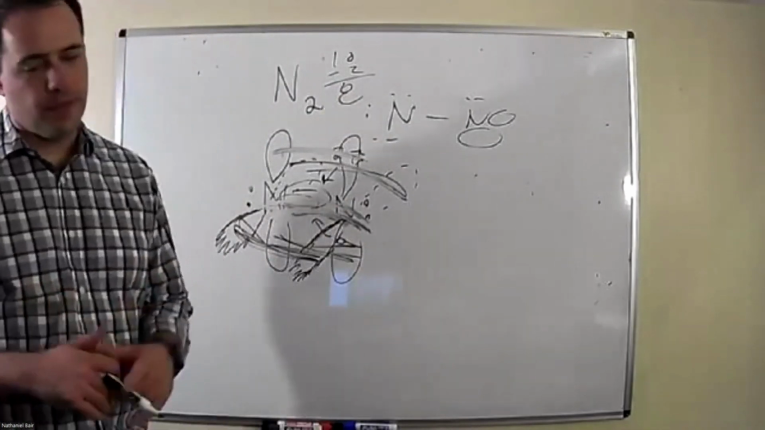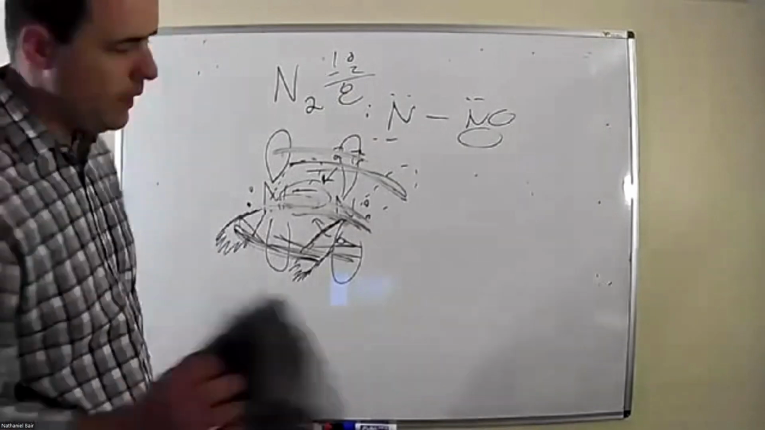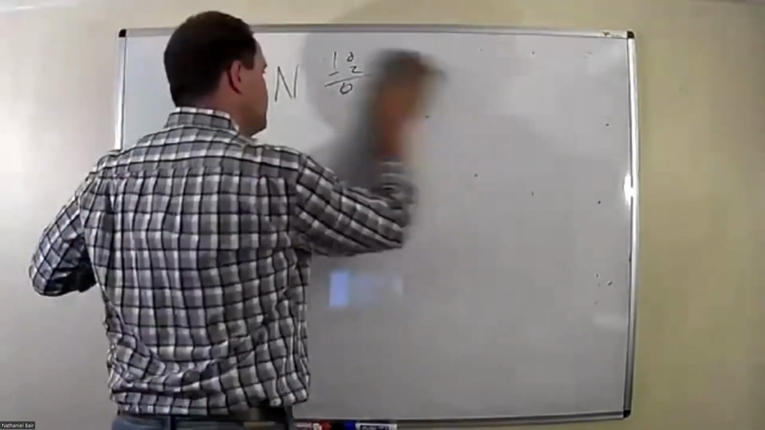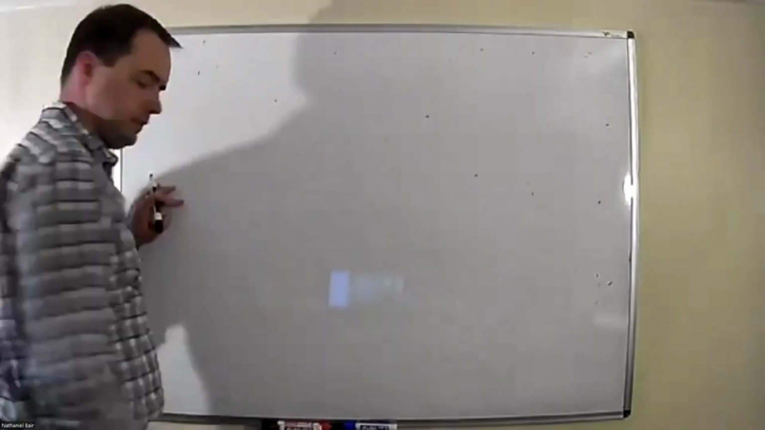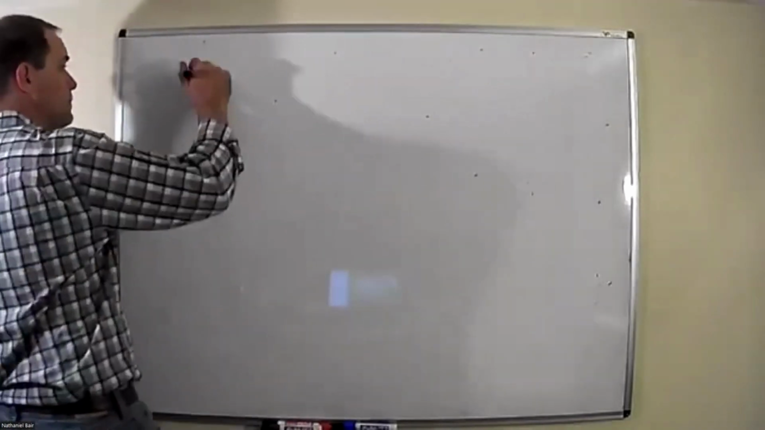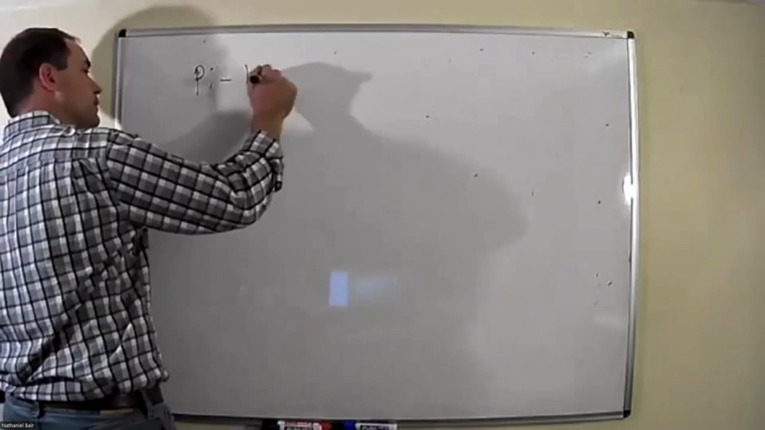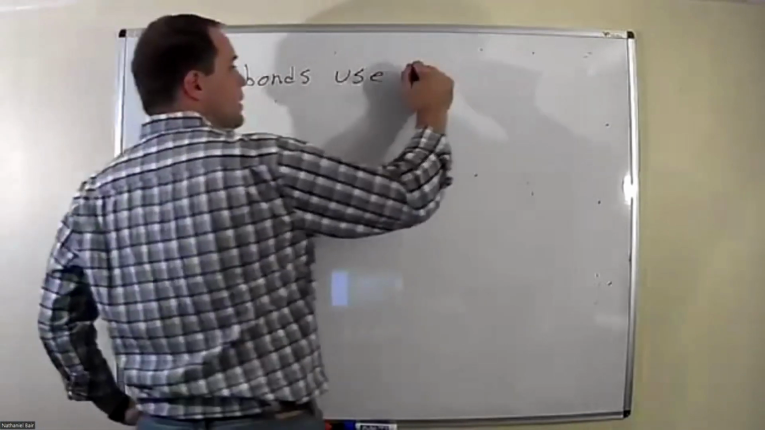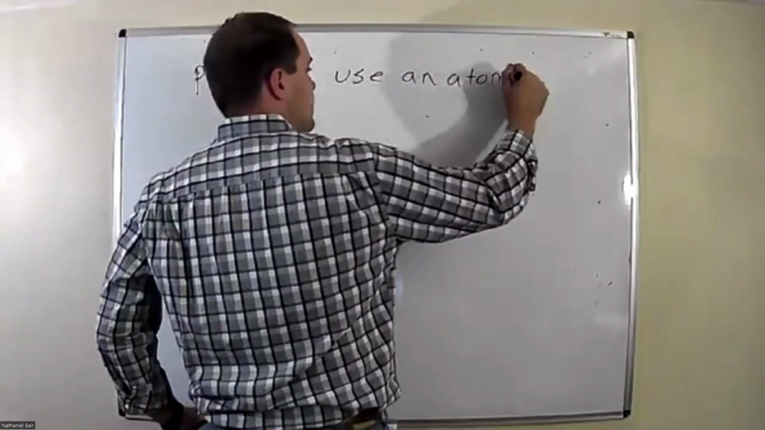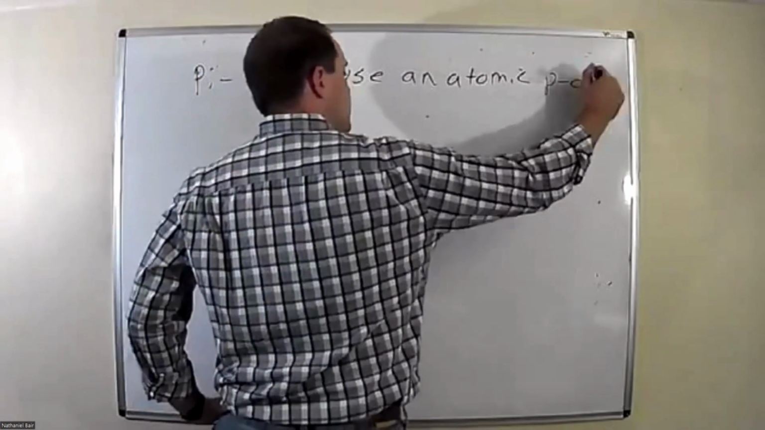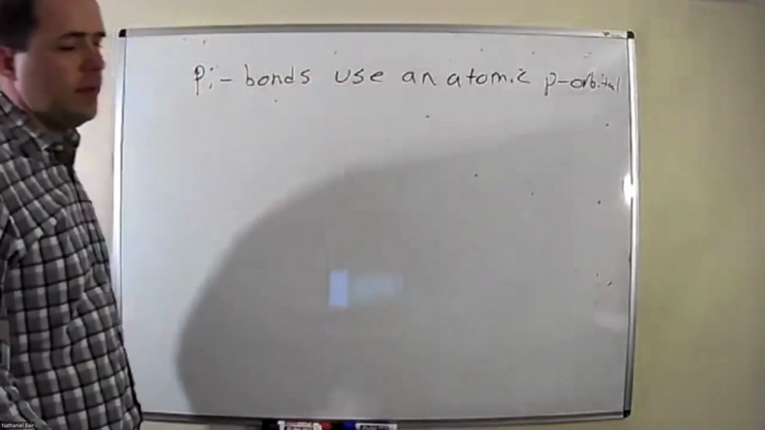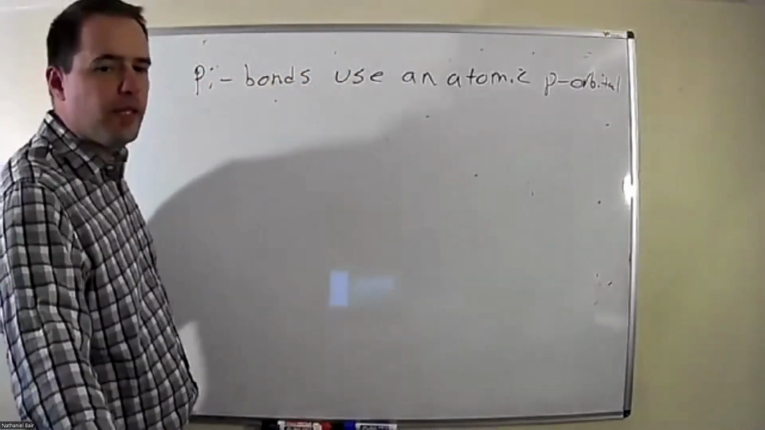Craziness. I know. Now, pi bonds. Let's write this down. Pi bonds use an atomic p orbital. So this gets into something called hybridization.